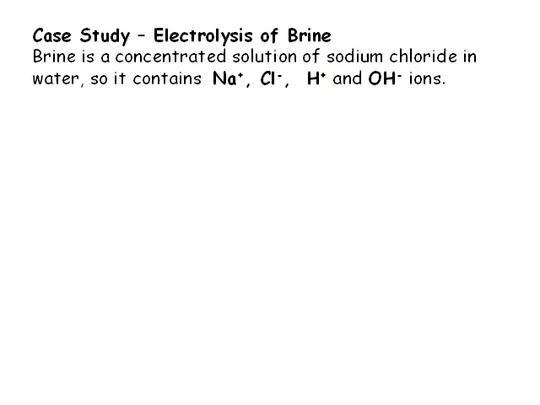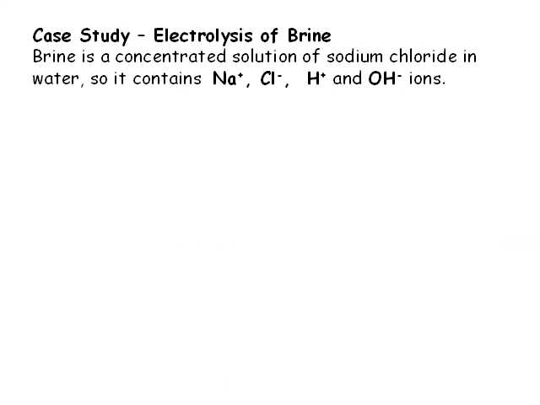One of the largest industries that uses electrolysis is called the chlor-alkali industry. The raw material is brine, which is a concentrated solution of sodium chloride from seawater, so it contains Na+ and H+ ions and Cl- and OH- ions.